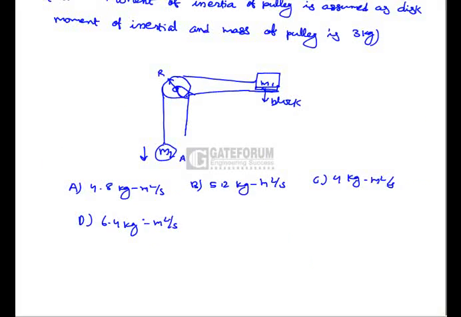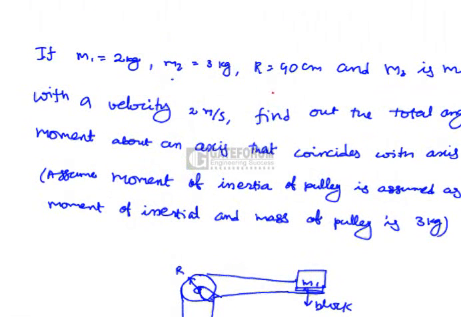m1 is equal to 2 kg, m2 is equal to 3 kg, r is equal to 40 centimeter, and m2 is moving with a velocity of 2 meter per second. Find out the total angular momentum about an axis that coincides with the axis of pulley A. Here assume the moment of inertia of pulley A as that of a disk, and the mass of pulley A is 3 kg.